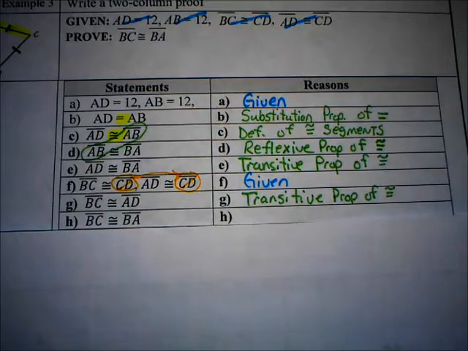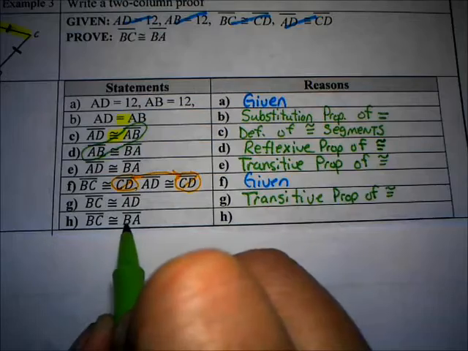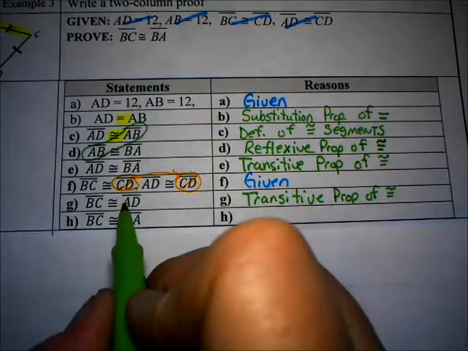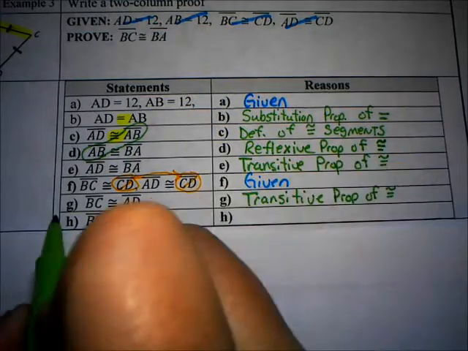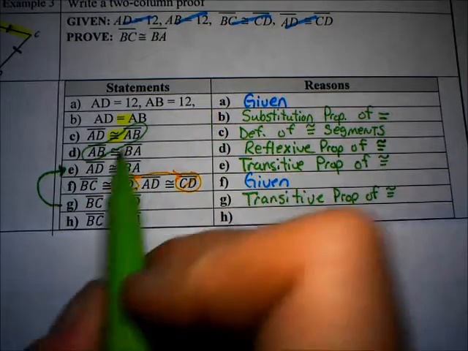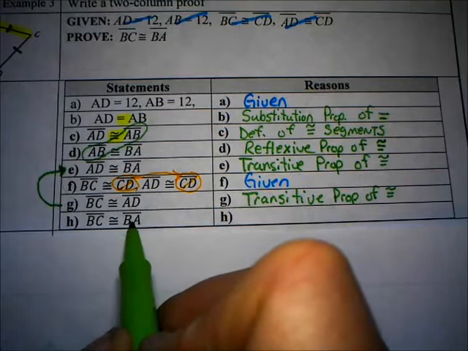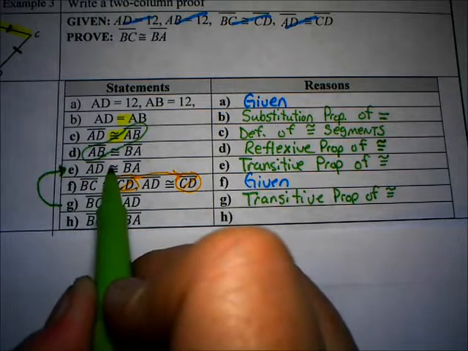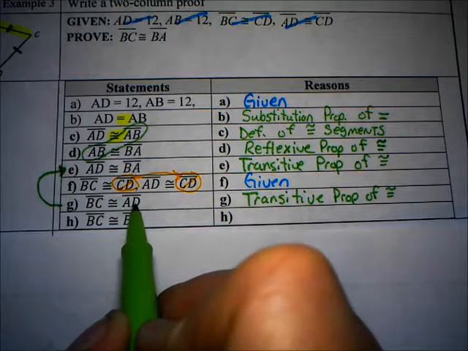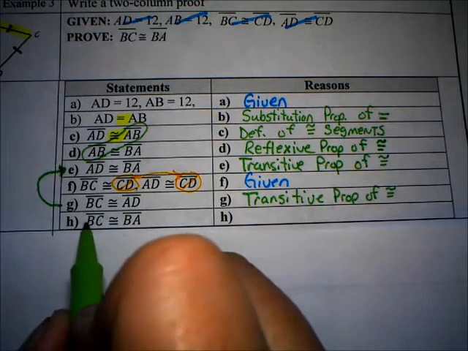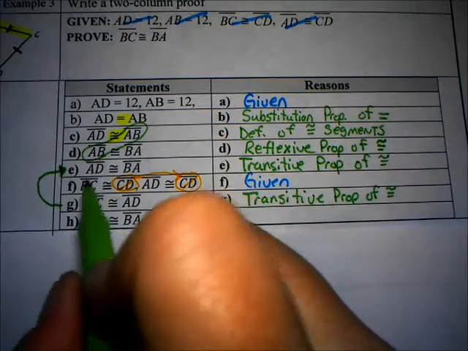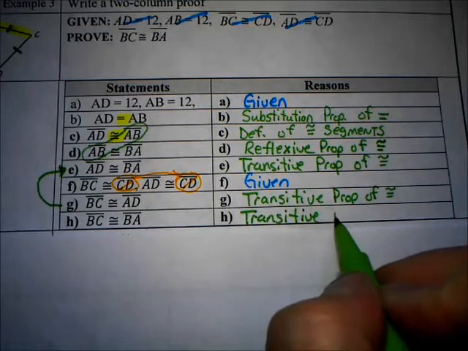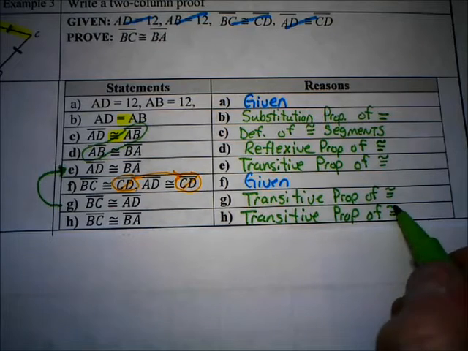Looking at the last step, it says BC is congruent to BA. Well, I know that BC is equal to AD, so is there anywhere above that says AD is equal to BA? I look at E. E says AD is congruent to BA, which is what I'm needing. So BC is congruent to AD and AD is congruent to BA, therefore BC is congruent to BA. This same pattern, 3 steps, is transitivity one more time. And that's it.